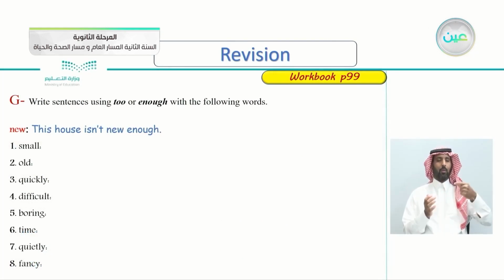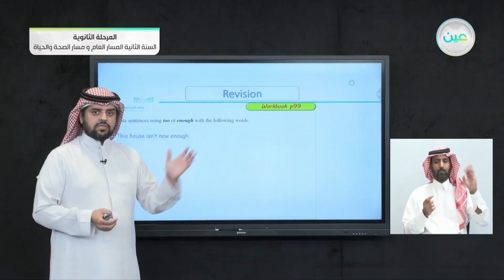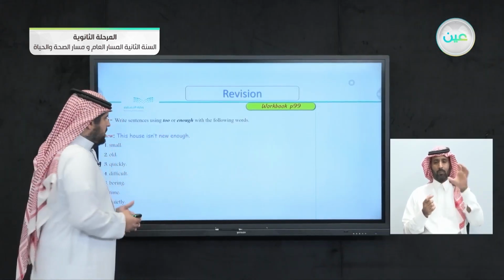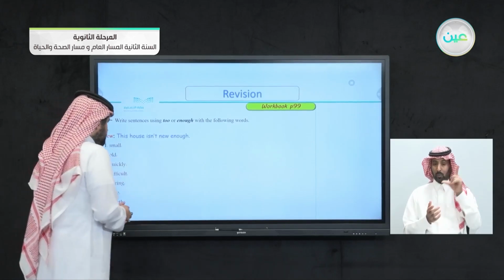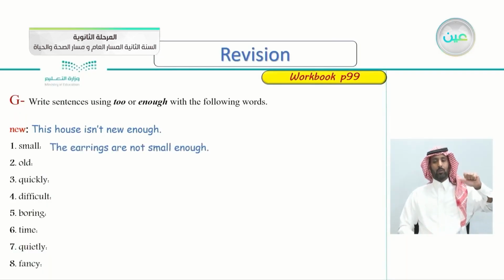Exercise G here. Write sentences using too or enough with the following words. New. This house isn't new enough. So come up with any sentence using too or enough using these words that you have here. For example, small. I have written, the earrings are not small enough, so she wants maybe big earrings.